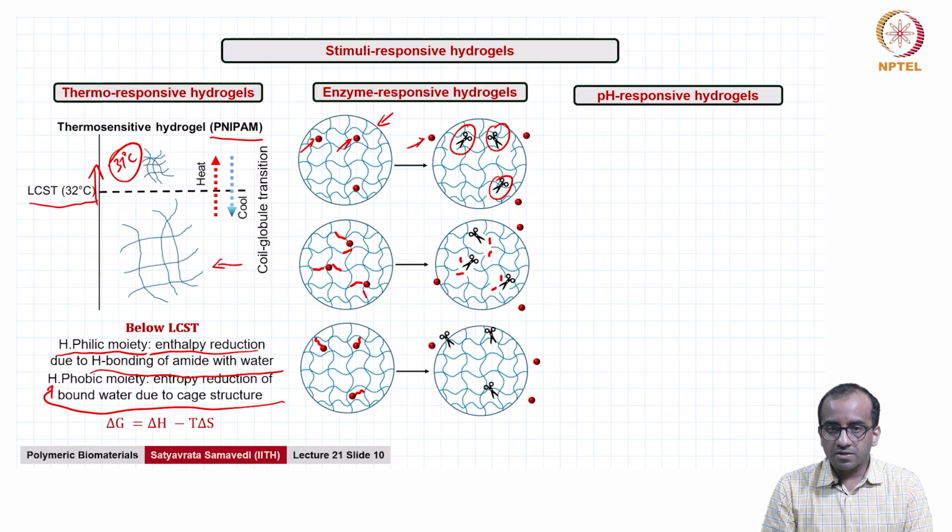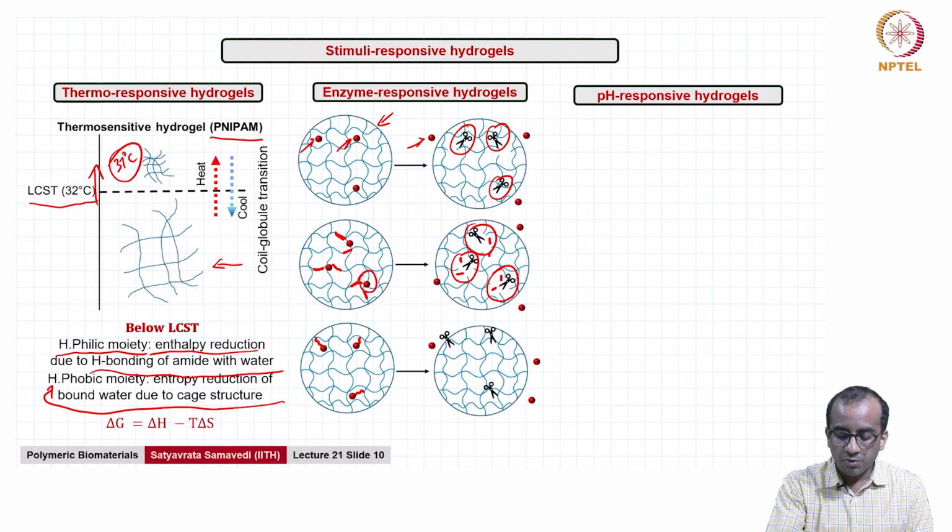Another version of this could be where not the entire network is enzymatically sensitive, but only certain regions are enzymatically sensitive, such as shown in red here. So this, you can imagine, will lead to more controlled and more specific scission points, where only these points will cleave in the presence of an enzyme, and the therapeutic molecule loaded in will release in a more controlled manner, for example.